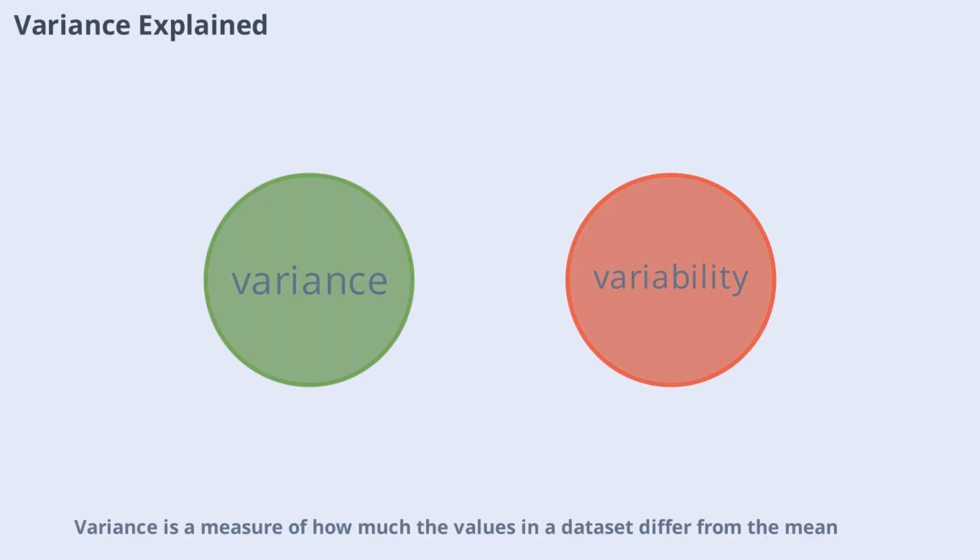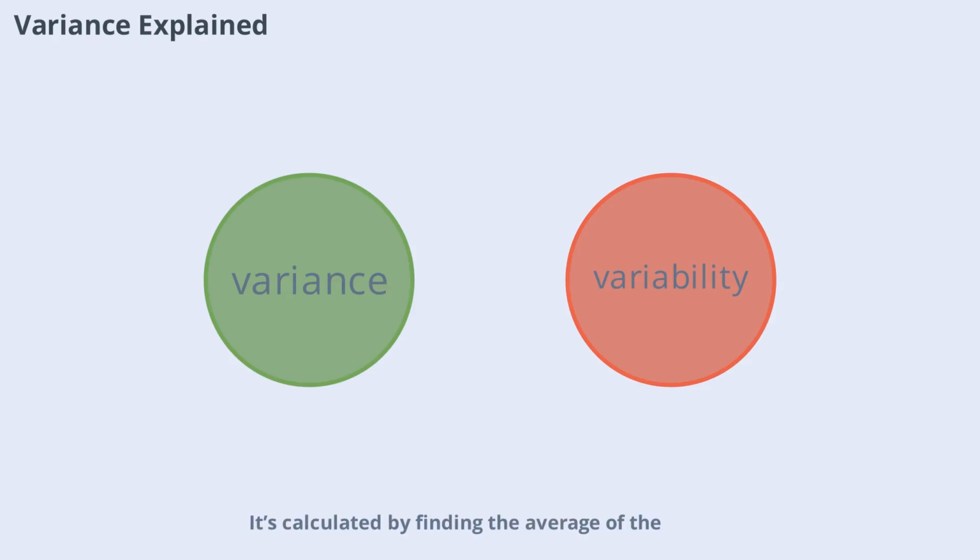Variance is a measure of how much the values in a dataset differ from the mean. It's calculated by finding the average of the squared differences between each value and the mean. A high variance means the data points are spread out, while a low variance means they're close together. Variance is a key concept for understanding data variability and is used in many statistical analyses.